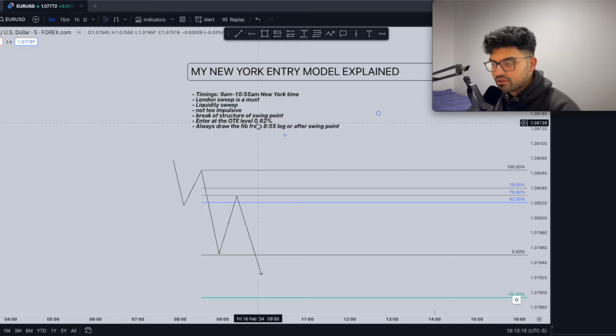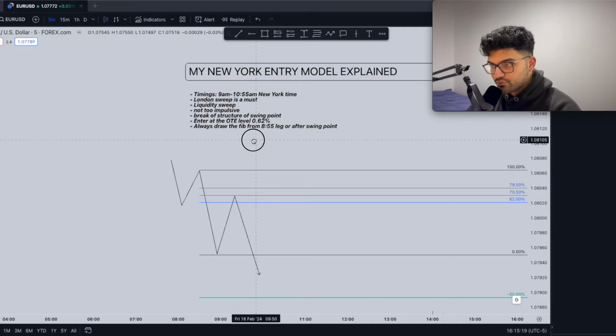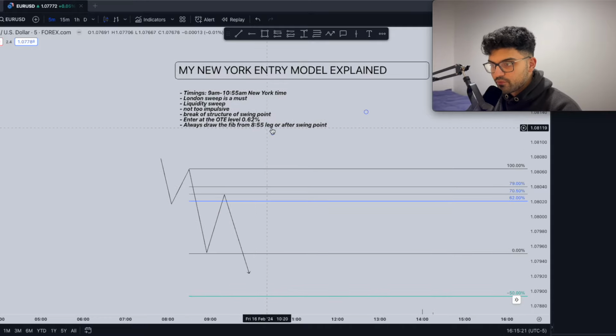Then we enter at the OTE level, the optimal trade entry level, that is the 0.62 retracement. And we always draw the fib from the 8:55 leg.